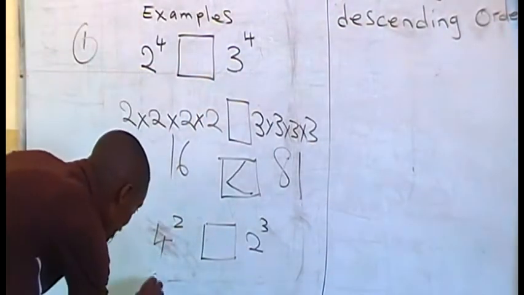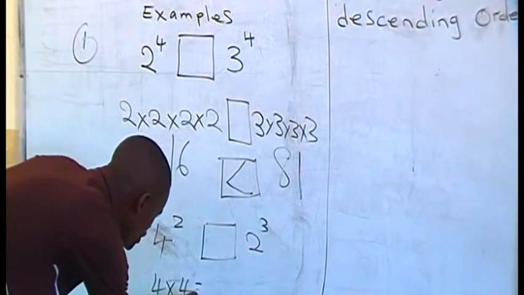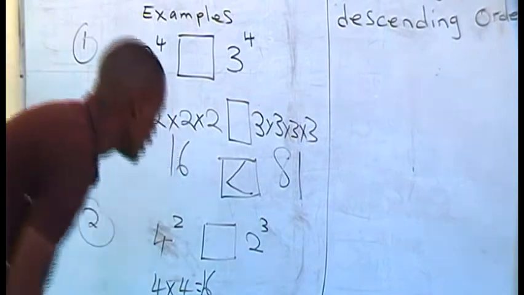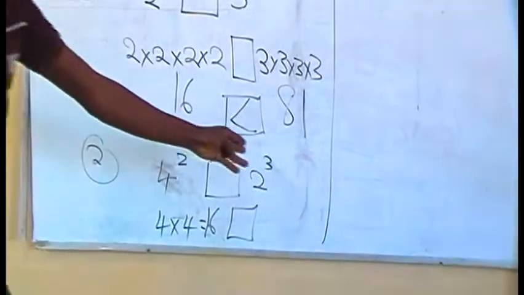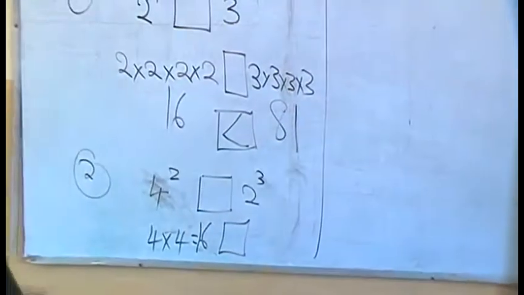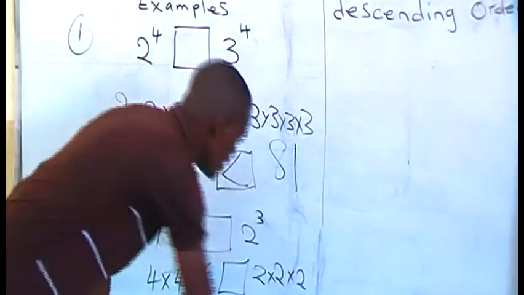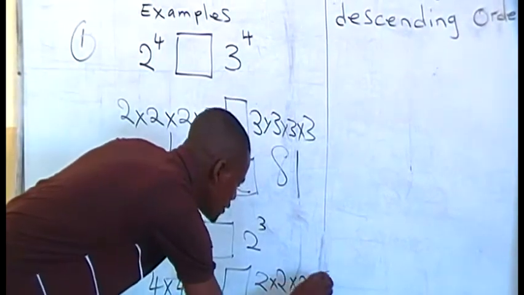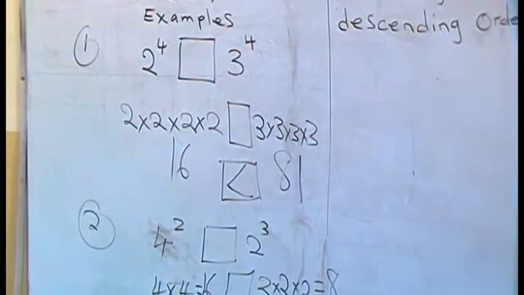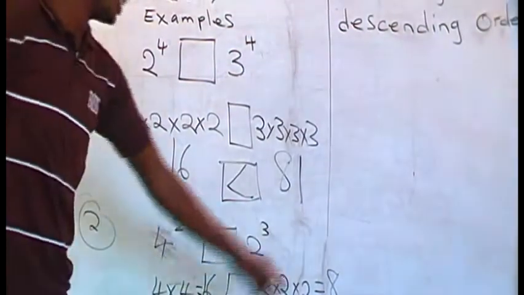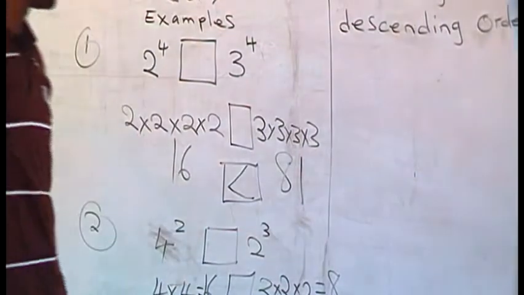4 squared here is 4 times 4, which is 16. And then this side, we have 2 cubed, which is 2 to the power 3, which is 2 times 2 times 2. And here the answer you are going to get is 8. You compare these two numbers. Which one is bigger than the other? You will find that 16 is bigger than 8. So 4 squared is bigger than 2 cubed.